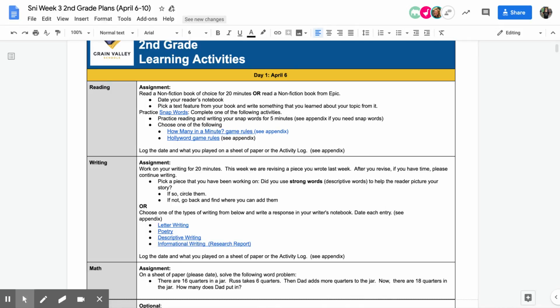Remember that a text feature could be a heading, it could be a picture, an illustration, a map. It could be bold words. It could be a diagram. All kinds of different text features that could help you when you're reading.